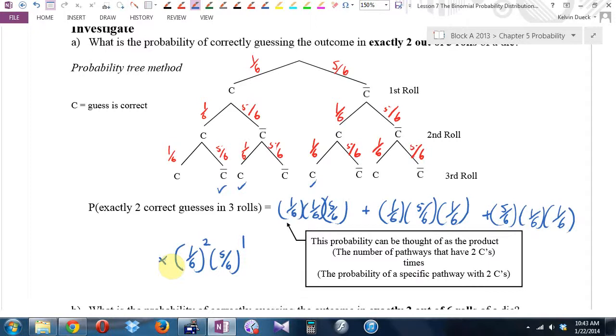Got your calculators out? Hey, what's 3 choose 2? What? Sorry, what?